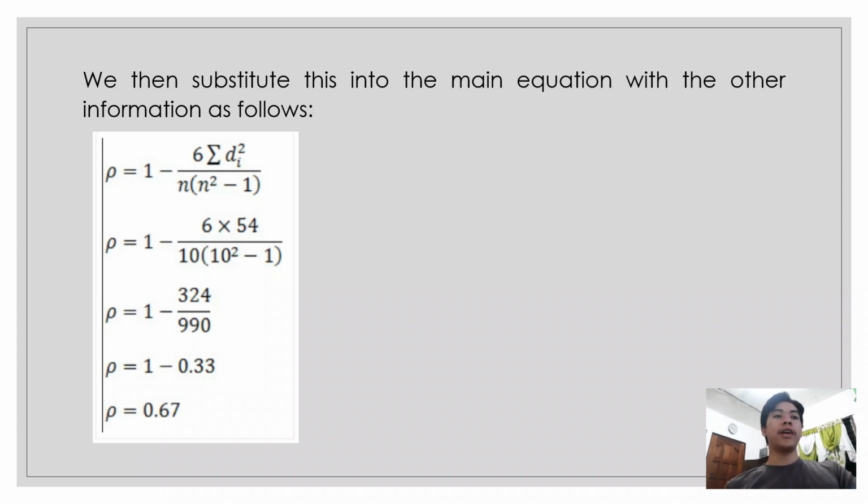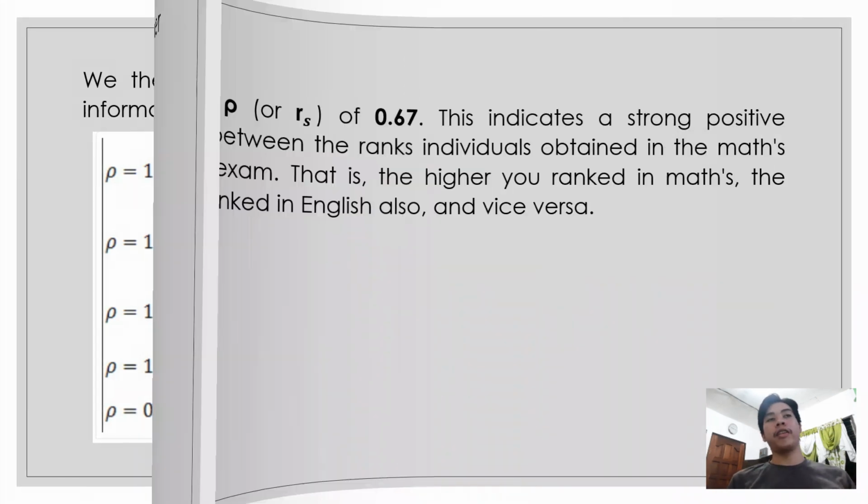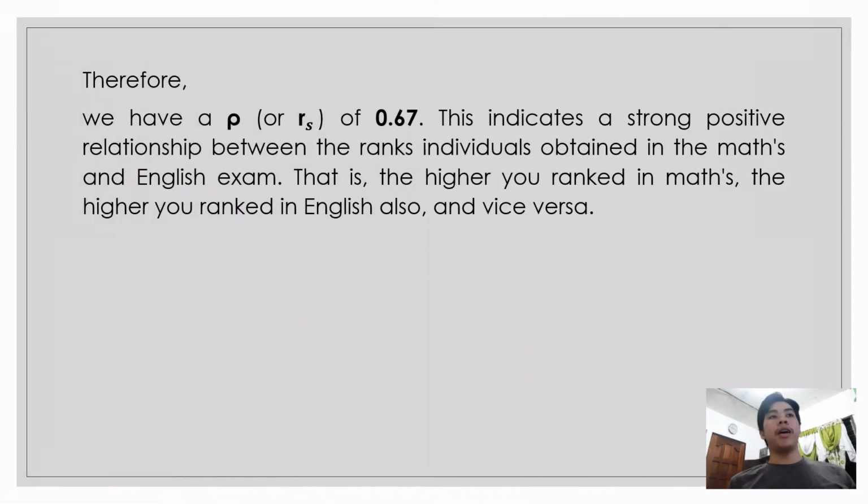Then find the quotient of 324 over 990, which is equal to 0.33. Copy the sign. Rho is equal to 1 minus 0.33. Then rho is equal to 0.67. Therefore we have rho, or r sub s, our Spearman correlation, of 0.67.